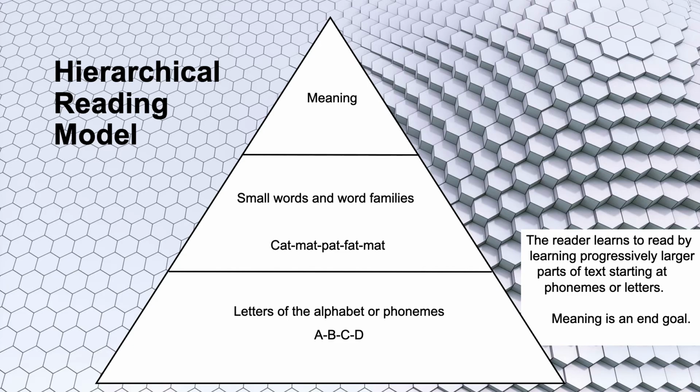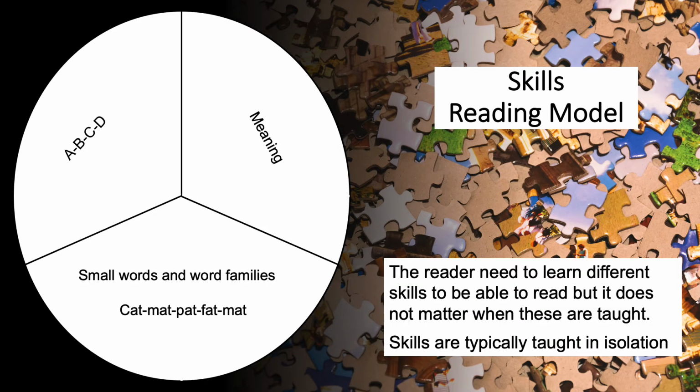And so we put these into small word families, and then you put those small word families or small words that you've learned together. And so the idea though is that you need to learn each one of these sections first before you can access meaning, and everything is isolated from each other. So we do the alphabet in isolation, we do the word families in isolation, and then once we have both of those things, then we can create meaning.